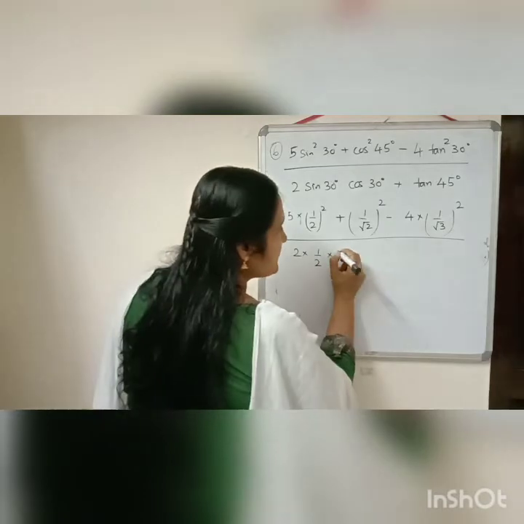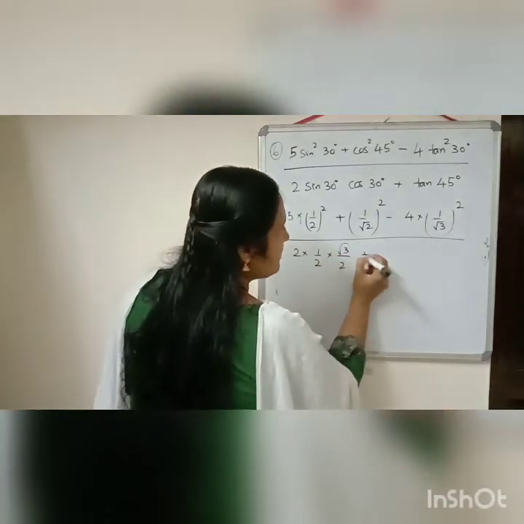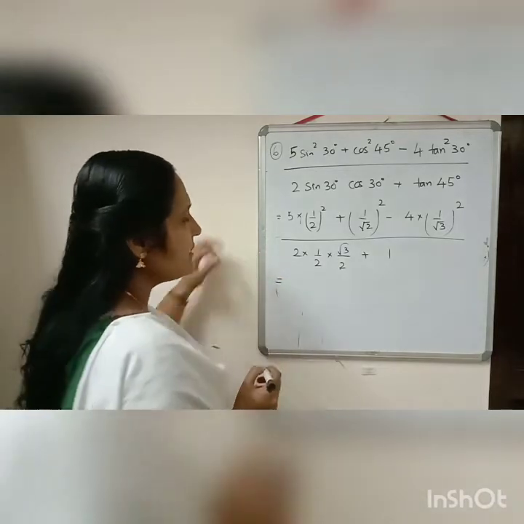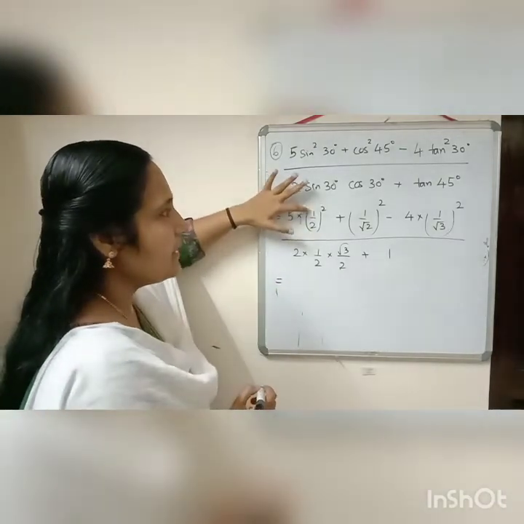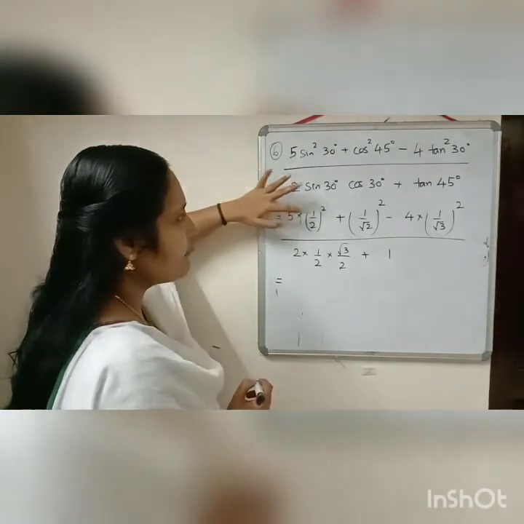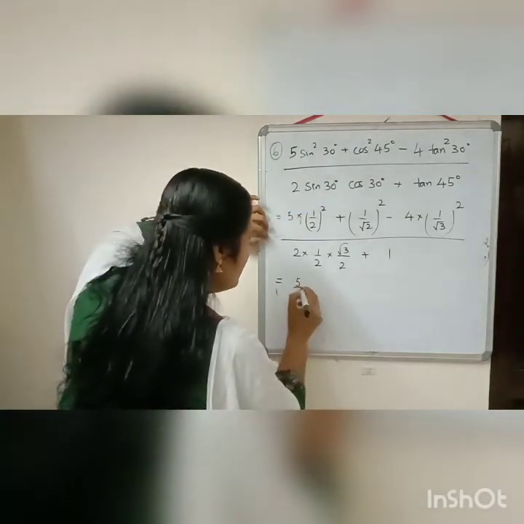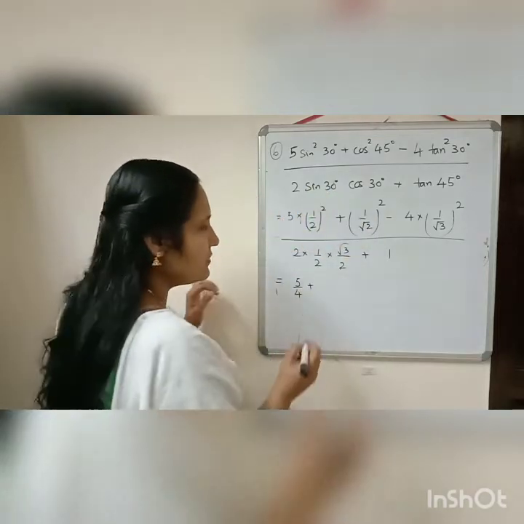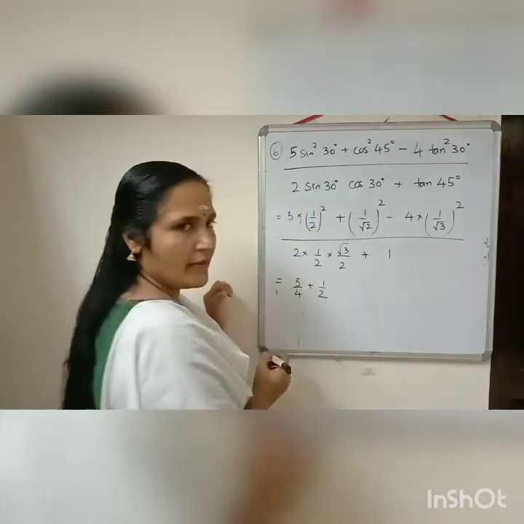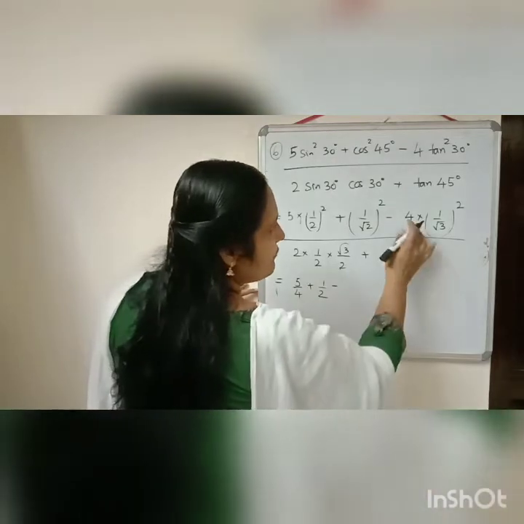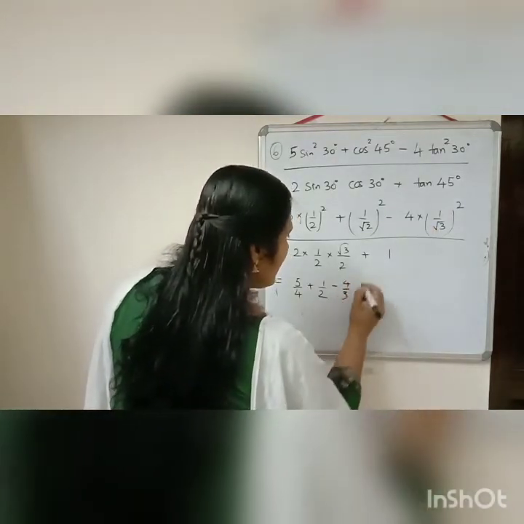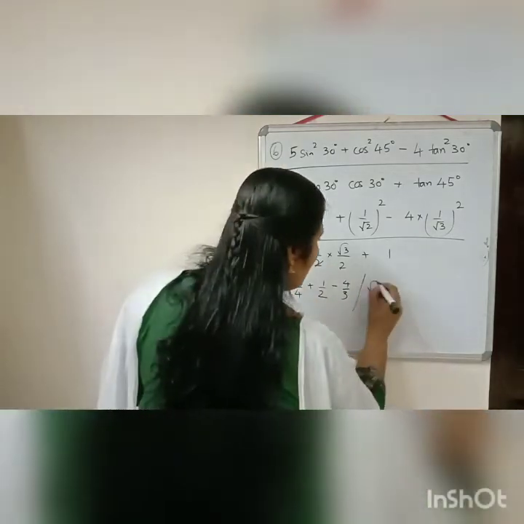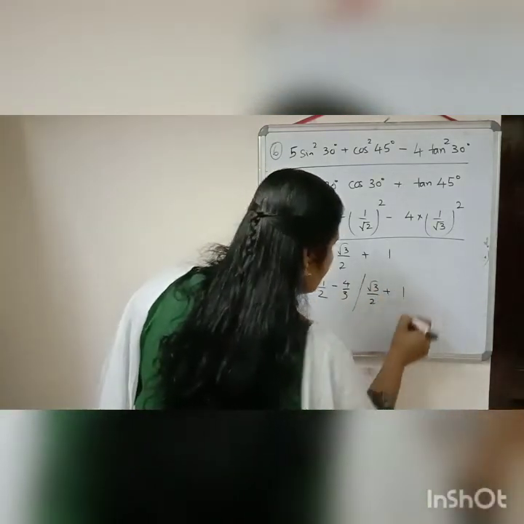Cos 30 degree is root 3 by 2 plus tan 45 degree is 1. Now we can simplify it. 1 by 2 the whole square will be equal to 1 by 4. So 5 into 1 by 4 will give you 5 by 4 plus 1 by root 2 the whole square will come 1 by 2 minus 4 by 3, whole divided by, here 2 and 2 will get cancelled. We will get here root 3 by 2 plus 1.